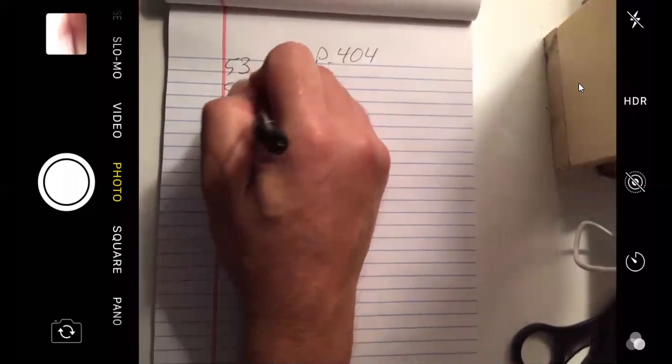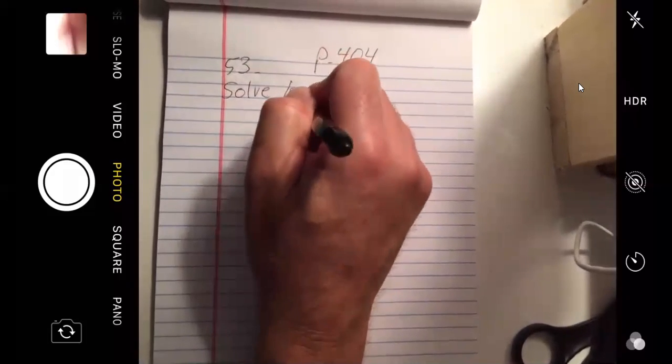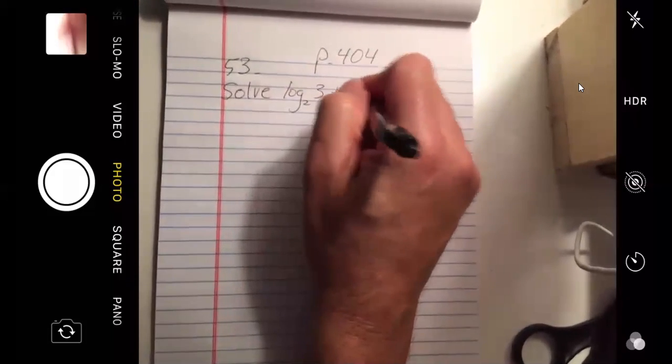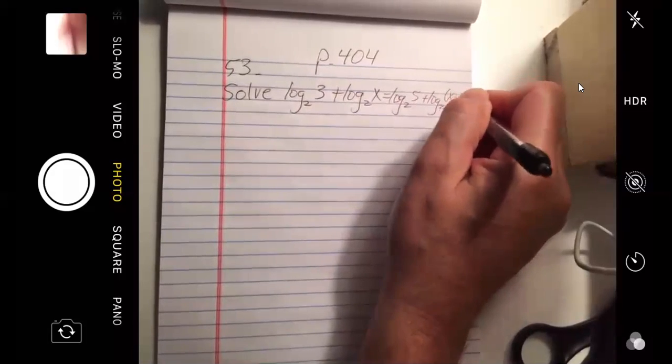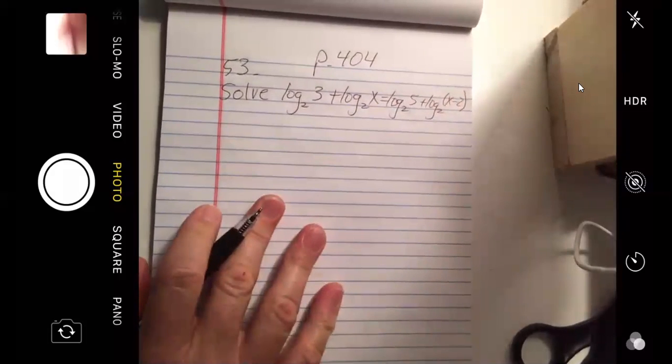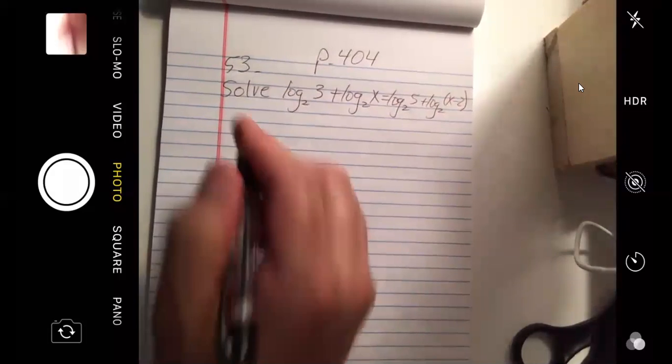Solve 3 plus log base 2 of x equals log base 2 of 5 plus log base 2 of (x minus 2). We're going to combine both sides.